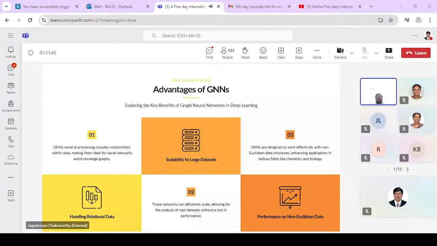These are the three important advantages of GNNs. One is handling relational data. Number two is scalability to large data sets. The third one is performance on non-Euclidean data.